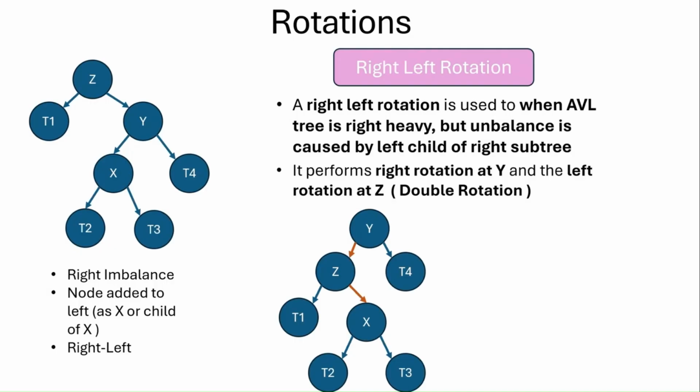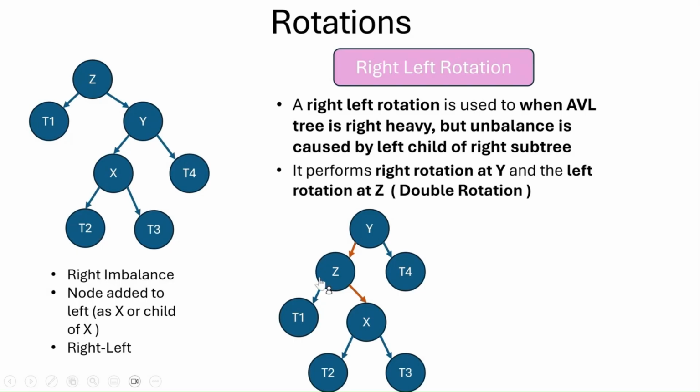So let's say we do a single rotation. We thought that, okay, Z is unbalanced because of the right subtree, so why can't we just do the left rotation? Okay, we do the left rotation. In left rotation, the right child of Z becomes the root and Z becomes the left child of that root. And if the right child of the root has any left child, then it becomes the right child of Z. So like this.